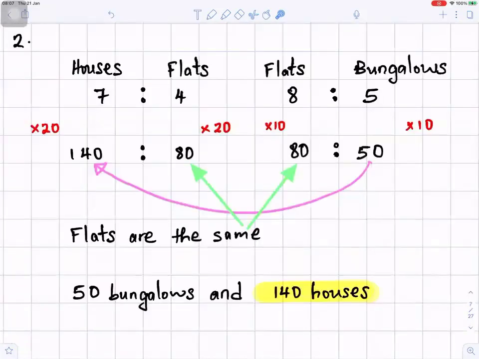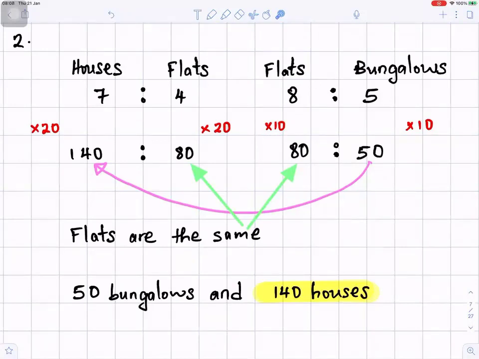So we'll lay it out like this. Houses is to flats. Flats is to bungalows. So there's 7 houses to 4 flats, and 8 flats to 5 bungalows. Now, if we want to get 50, we times the number of bungalows by 10. So 5 times 10 is 50. We also times the number of flats by 10. So 8 times 10 is 80.